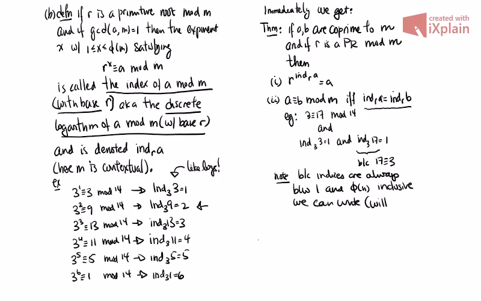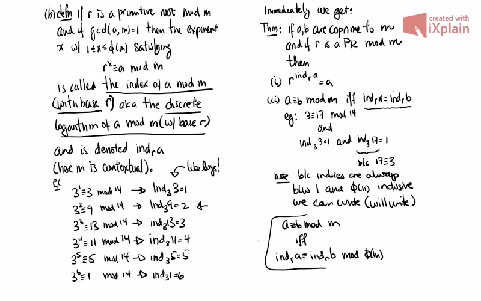Let's say we'll write: A is congruent to B mod M if and only if the index base R of A is equal to the index base R of B mod phi of M. This may seem a bit weird to write because they're equal, right? They're not just congruent mod phi of M, but it turns out to be useful when we do some index arithmetic later in the lesson to have it this way. So I'm going to put a box around this to keep this in mind as we go forward.